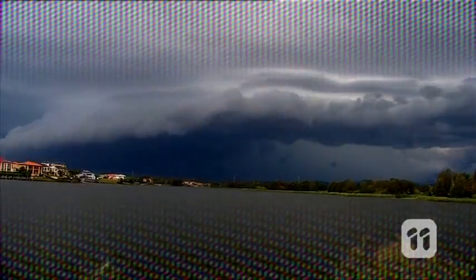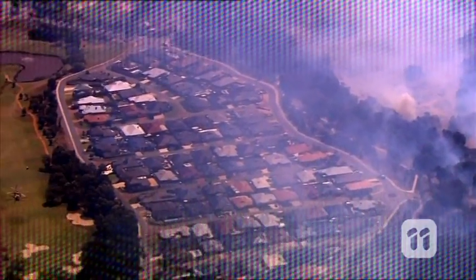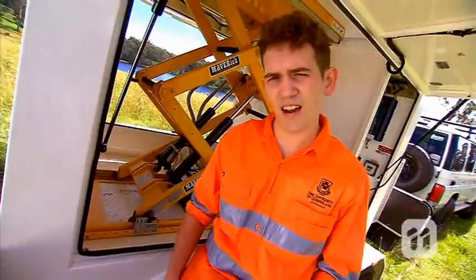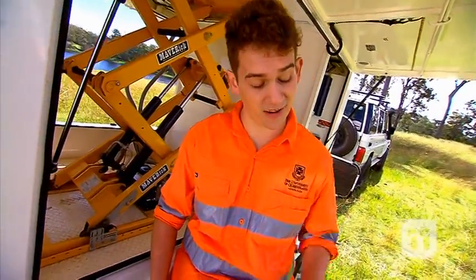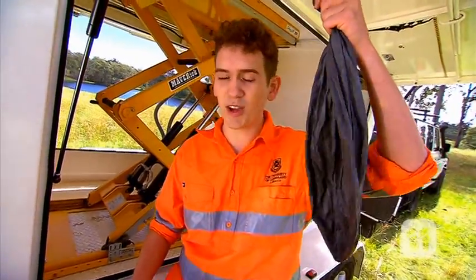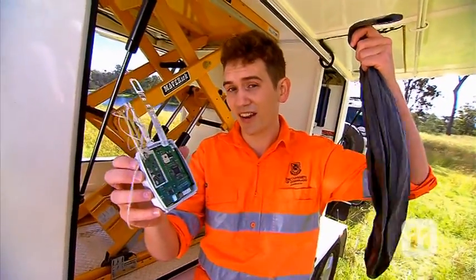This is important because it's not just the ground weather that affects the fire. We also need to understand the atmosphere above the fire and how that influences the way it spreads. Another way to find out what's happening above the fire is to release a weather balloon to observe how the conditions change at different heights.